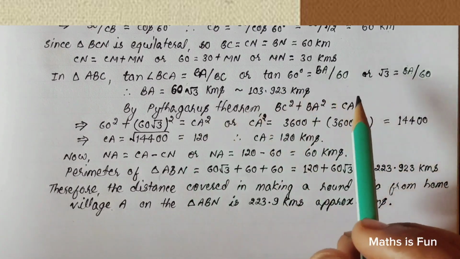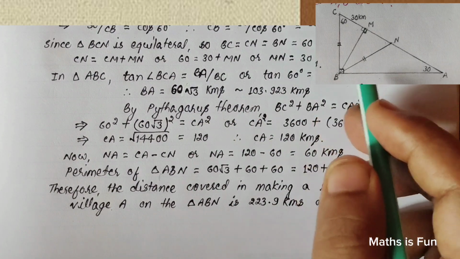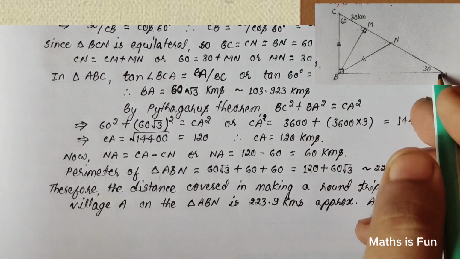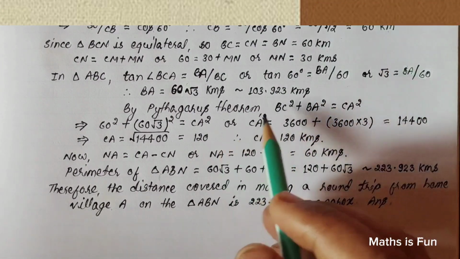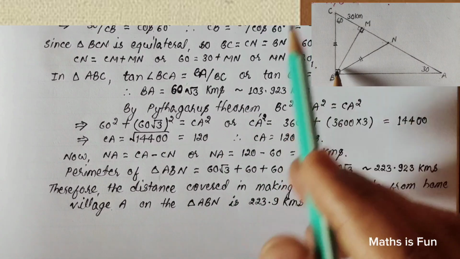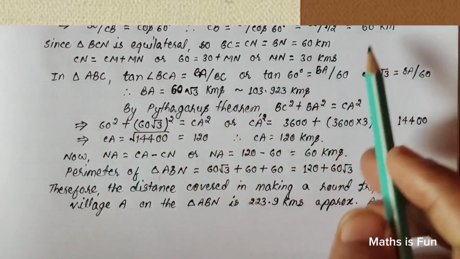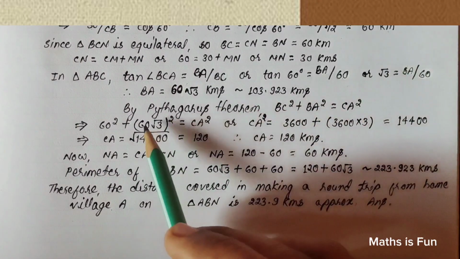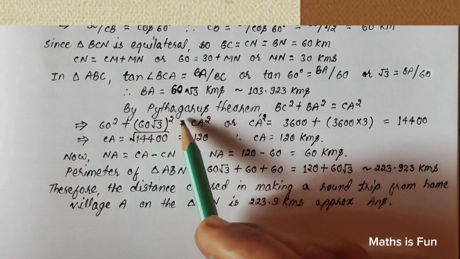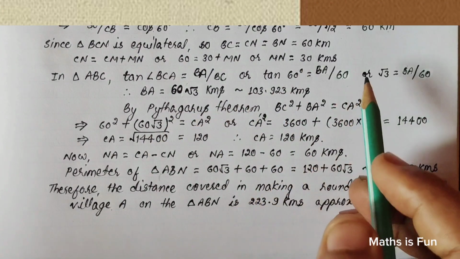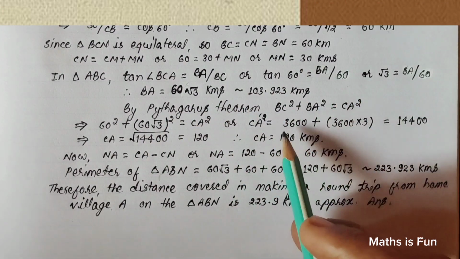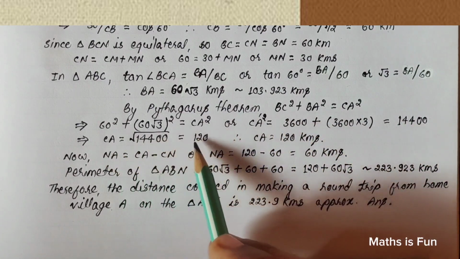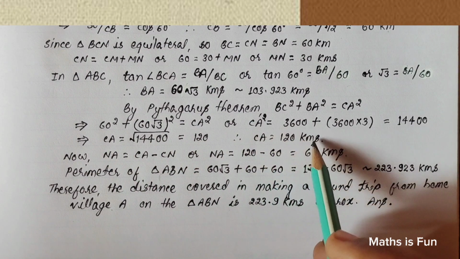Then we use the Pythagoras theorem, that is the distance AB square plus the distance BC square will be equal to the distance AC square. So BC is 60 kilometers, so we have 60 square. BA we have just found out, 60 times root 3, so it is 60 times root 3 square, and CA is what we need to find out. So we just solve this equation and then we get CA equals 120 kilometers.